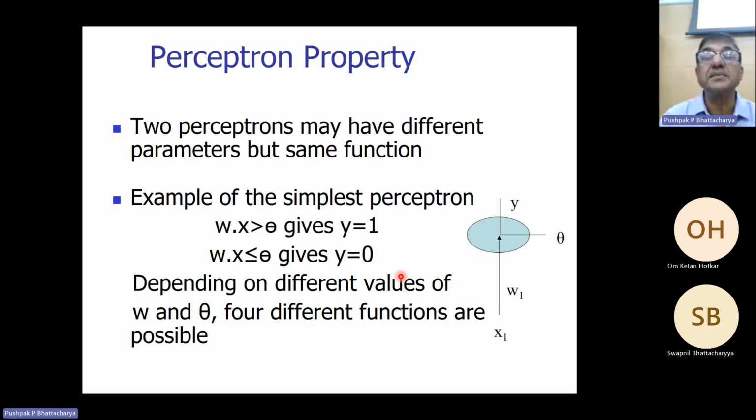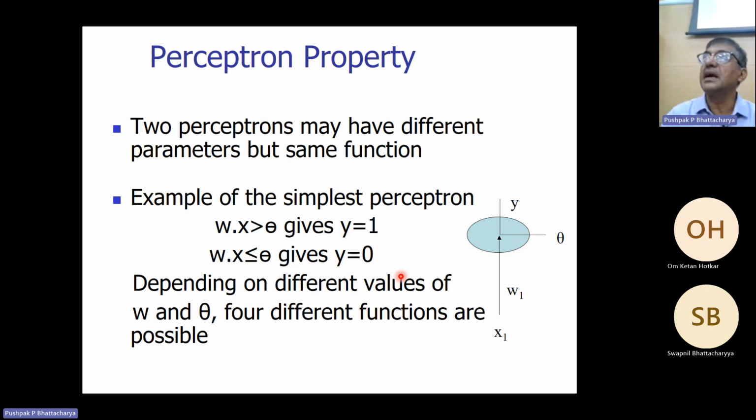Now, two perceptrons may have different parameters, but the same function. We know that for the AND function, an infinite number of W1, W2, and theta values are possible. They just have to satisfy some constraints in the form of 4 inequalities. One of the constraints is that if x1 and x2 are both 0, then 0 should be less than or equal to theta, which means theta is greater than or equal to 0.